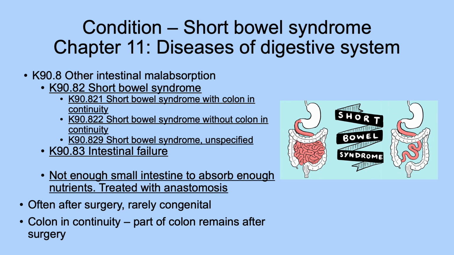Okay, so also in digestive system, we have short bowel syndrome. You have short bowel syndrome with colon in continuity, short bowel syndrome without colon in continuity, and unspecified. So not enough intestine is there to absorb nutrients. This often occurs after surgery. So you can see in this normal one, look at all that area that the nutrients can flow through and then be absorbed into the body. In this one, not so much. So there's not enough there to absorb all the nutrients as needed.